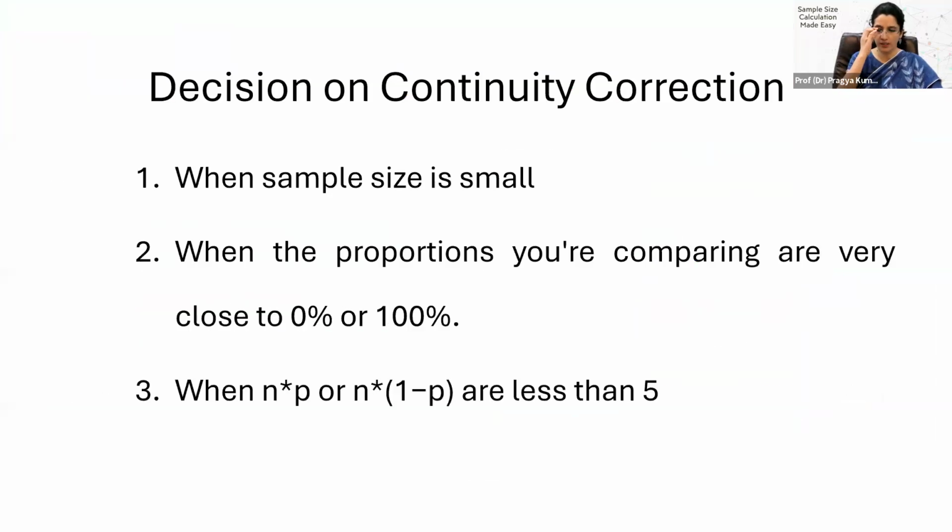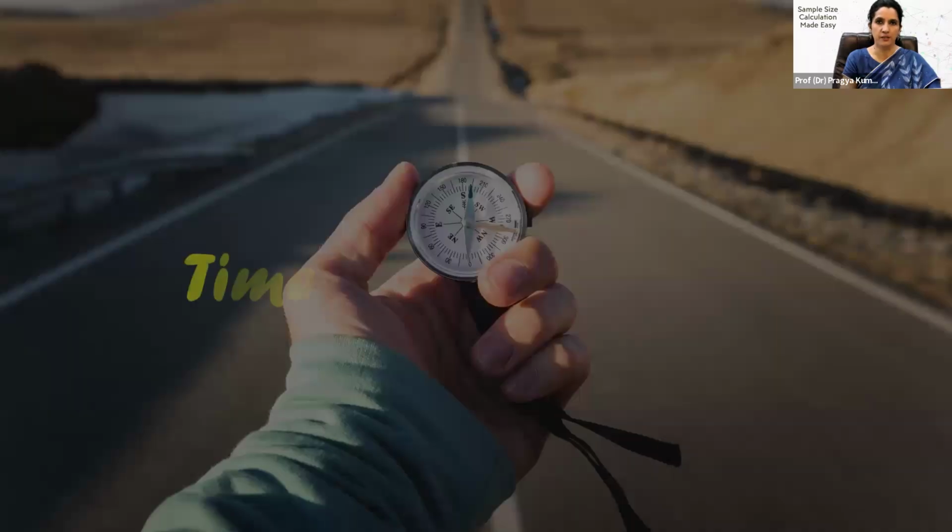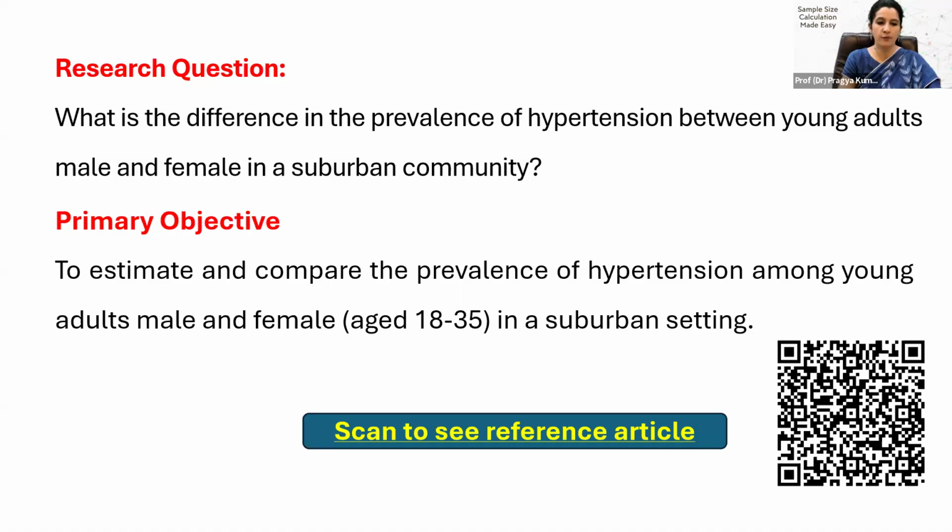So again, on the decision on continuity correction, I said that when the number of samples is very small, then generally we go for the continuity correction. Now you have to do the practice.